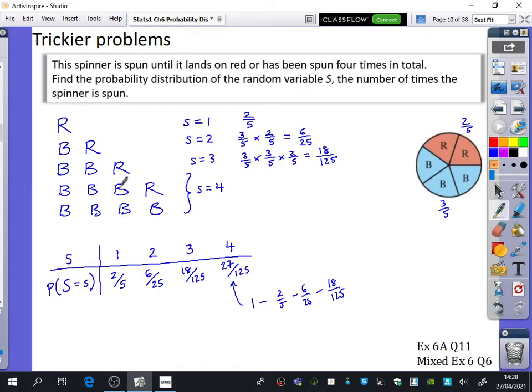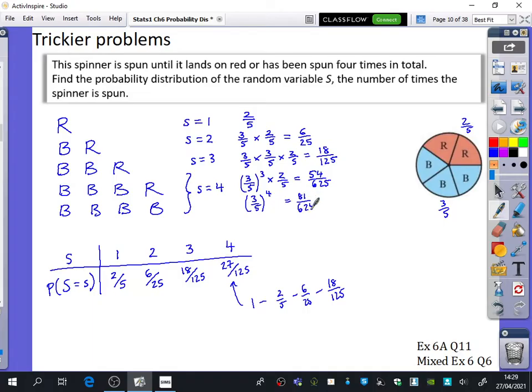To do blue, blue, blue times red. In fact, I'm going to be a bit quicker. I'm going to do blue, blue, blue, 3/5 cubed times by red. And I'll do blue, blue, blue, blue, which is 3/5 to the power of 4. So that's 3/5 cubed times 2/5, and that is 54 over 625. How much? 81. Yep. 625.